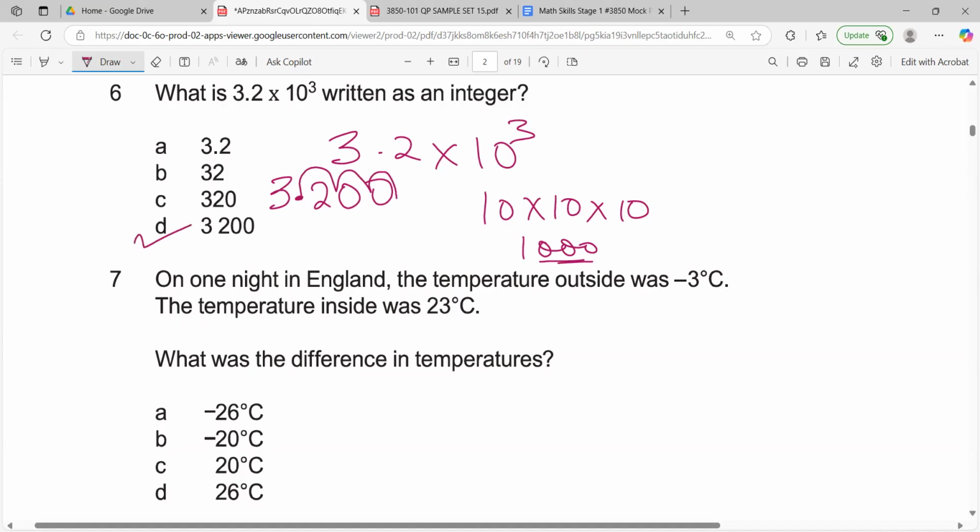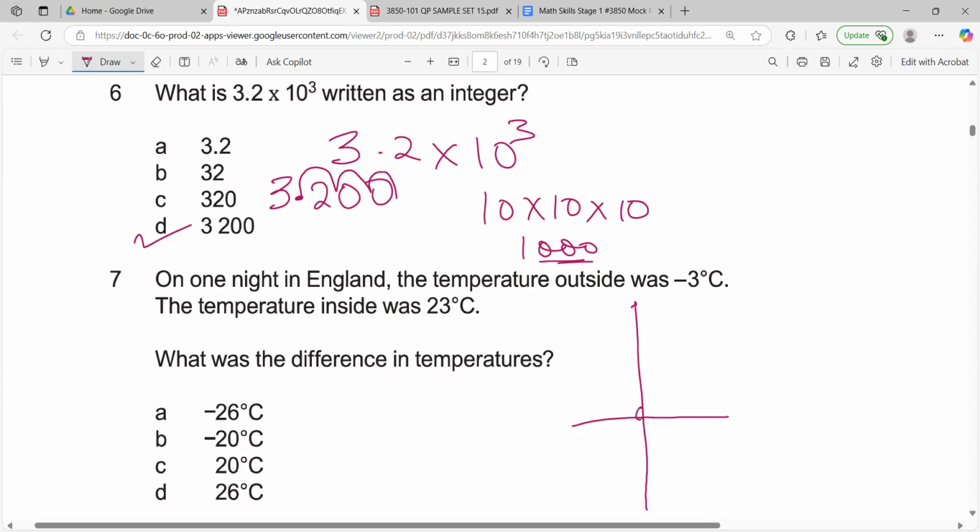So one night in England, the temperature outside was -2 and the Celsius inside was 23 degrees. What was the difference in temperature? No matter how many times we show people this, some people don't get it. That's true.